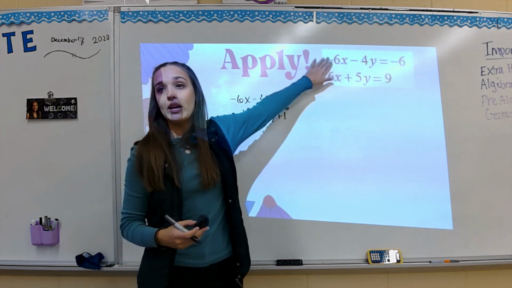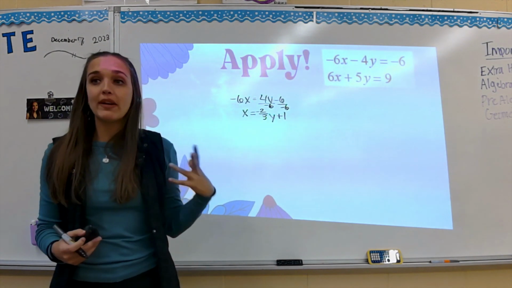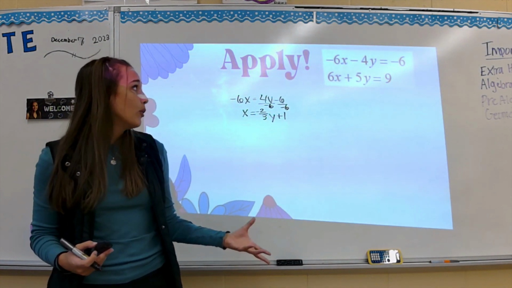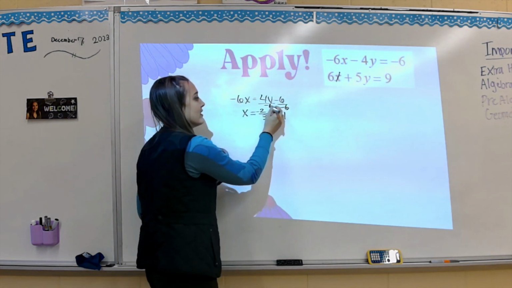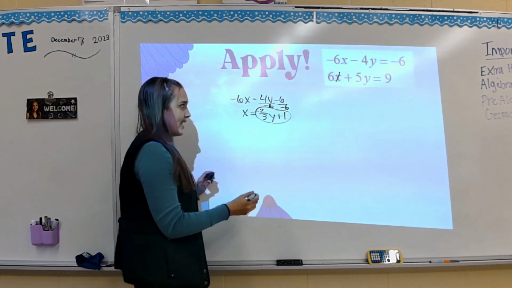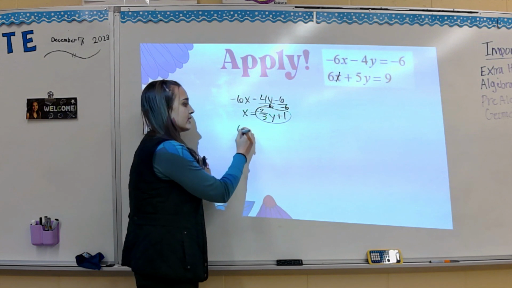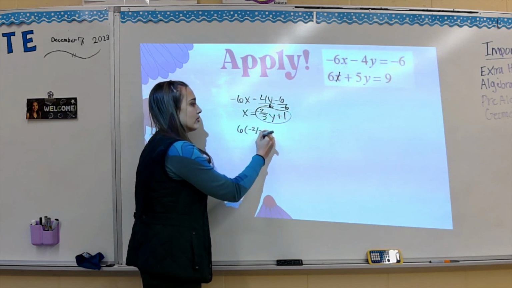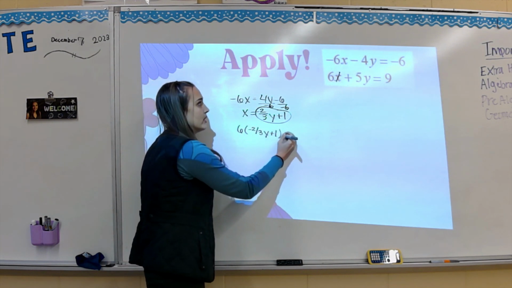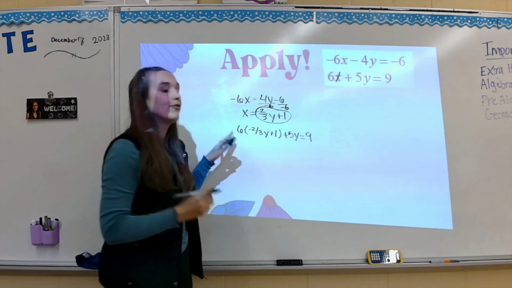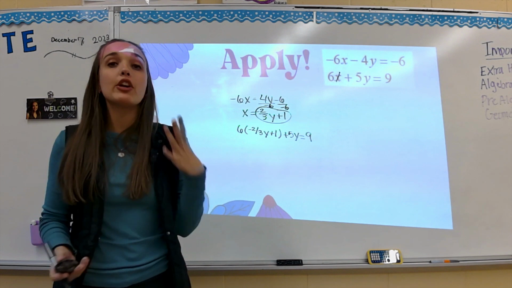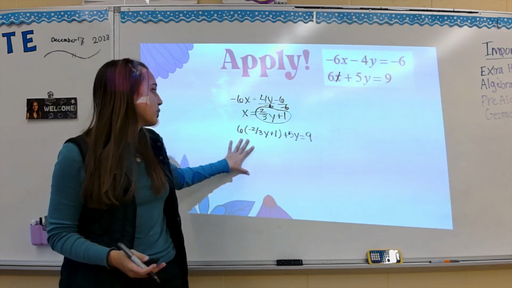That was from my first equation, so I'm not going to plug it into my first equation. That's not going to help me. I'm going to plug it into this one. So instead of x, I'm going to put this here. We're substituting it in. They're the same. So I'm going to put 6 parentheses negative 2/3 y plus 1, plus our 5y equals 9. And now we have the same variable. We don't have two variables anymore. We're able to solve this equation.